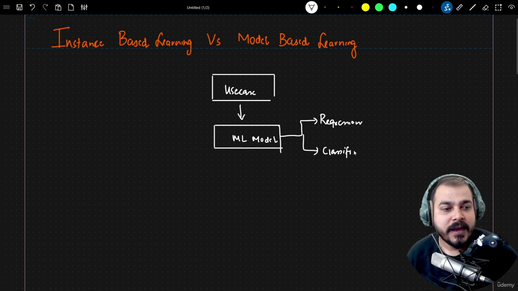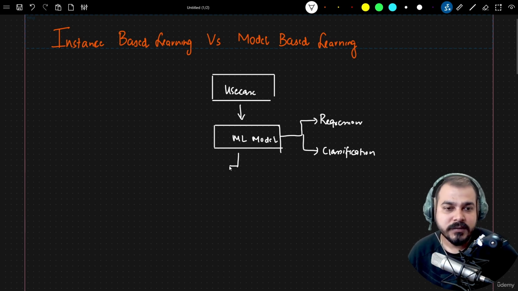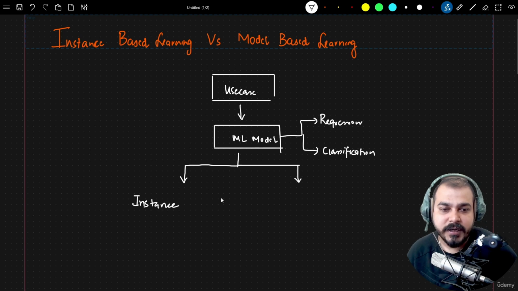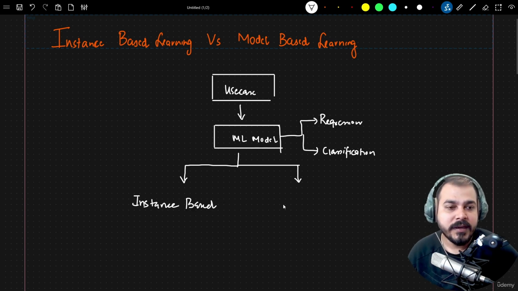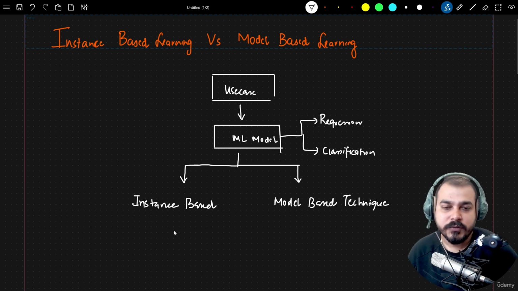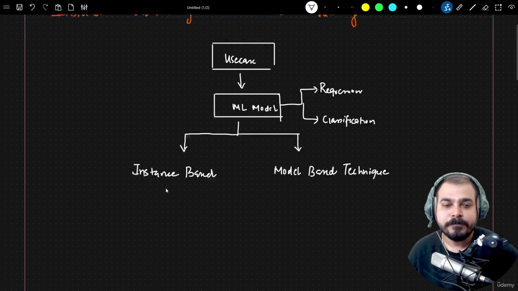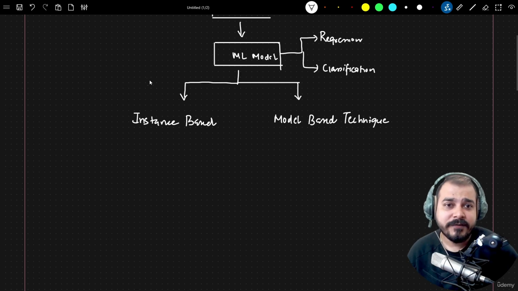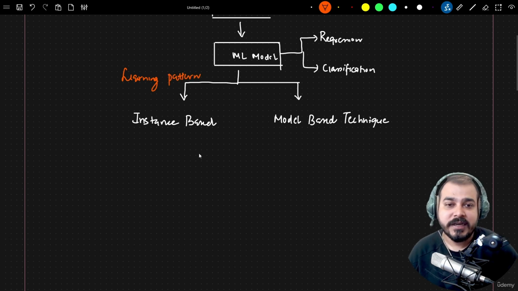Now, if I really want to find out the exact differences between instance-based and model-based learning, usually a machine learning model learns about the data in various ways. The first way is through instance-based techniques, and the second way is through model-based techniques. This entire difference is based on the learning patterns of the model, that is, how the model is able to understand the data.